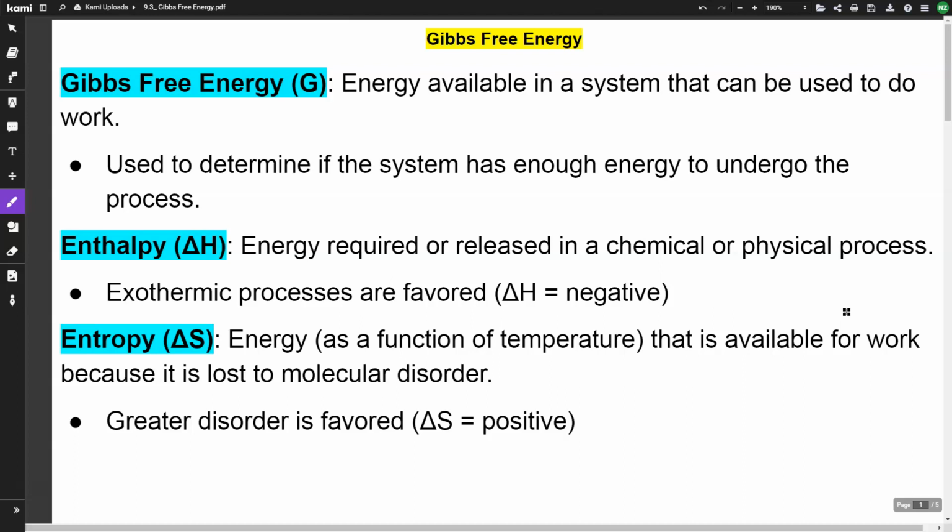Entropy is energy as a function of temperature that is available for work because it's lost to molecular disorder. Okay, so again, when we talk about disorder, there are lots of different situations. Like if you have a gas, for example, there's going to be a lot more disorder in a gas than there is in a solid because the particles are spread out further. Greater disorder is favored. That's when delta S is positive.